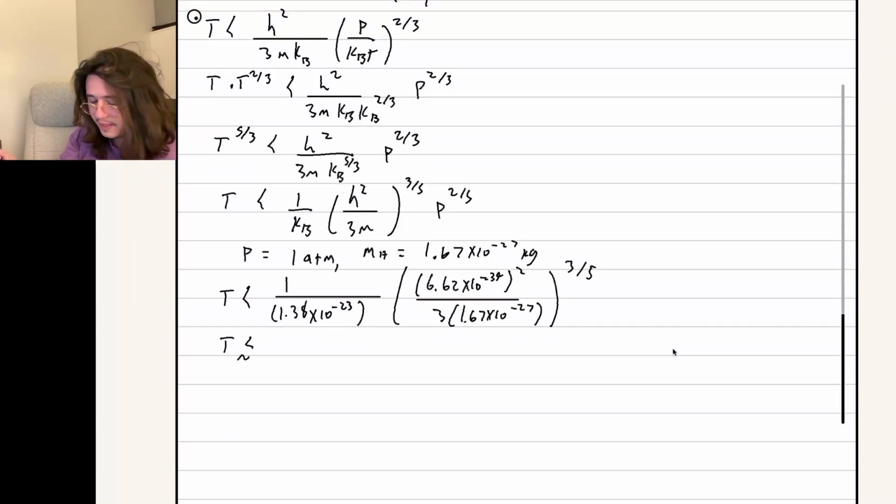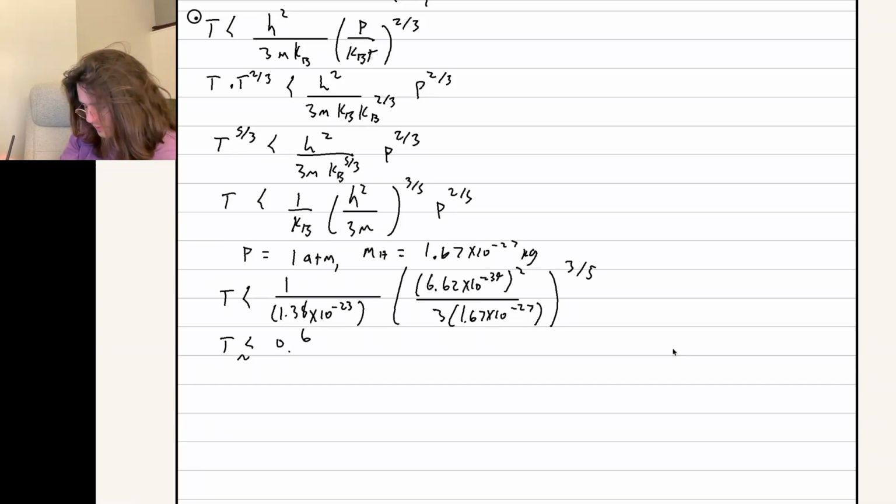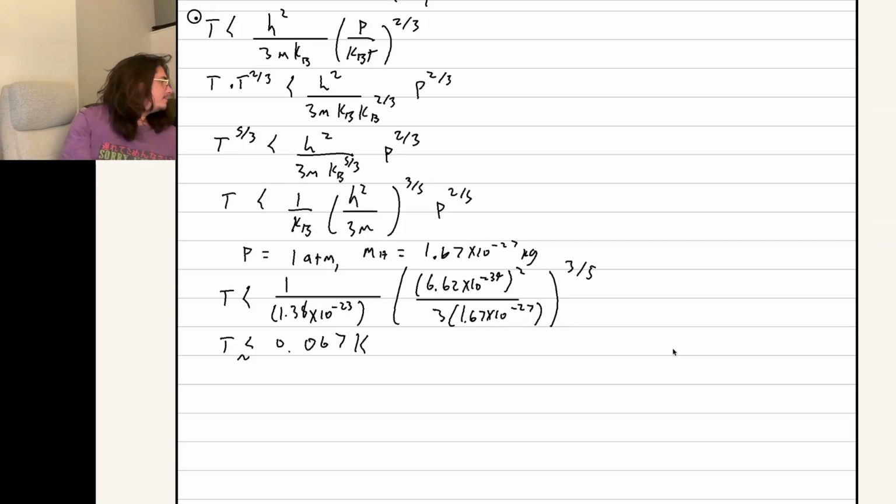So plug that into your calculator, and you'll get that the temperature will have to be less than about 0.067 Kelvin, which is even colder than before. So, I mean, you pretty much can never treat hydrogen at sea level as a quantum system. You have to pretty much just treat it as a classical thing, unless it's really, really, really cold.